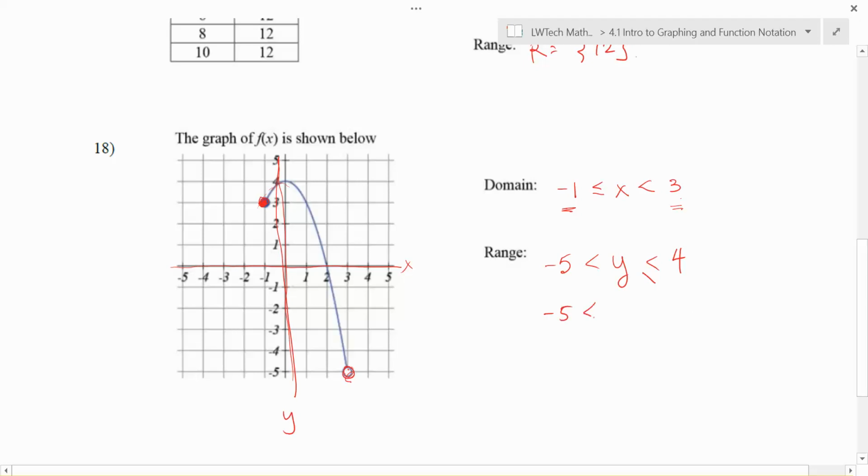If you use function notation, the other way that you could write this is this, and it means exactly the same thing. My output values of my function are going to lie between -5 and 4, including 4.